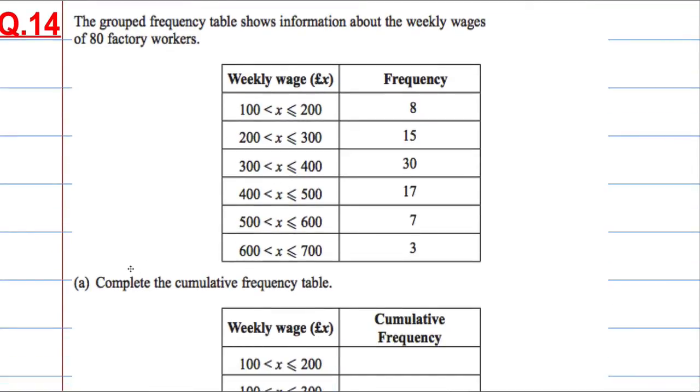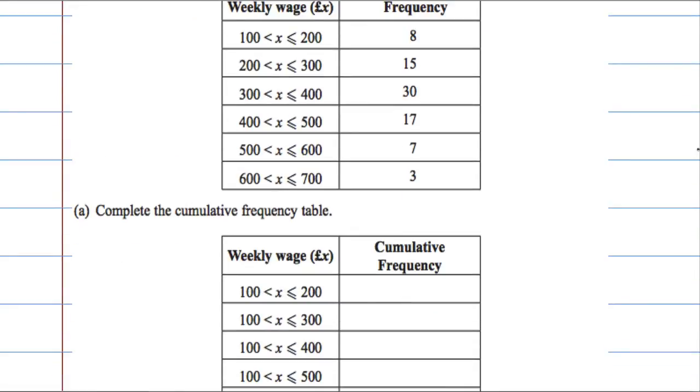We're asked to complete the cumulative frequency table. So the first term of the cumulative frequency table is always the same as the first term from here. So there will be 8 people between 100 and 200. Well, what about the number of people up to 300 pounds? I'm going to add 15 onto 8. So I'm going to just keep adding on. 8 plus 15 is 23. 23 plus 30 is going to give me 53.